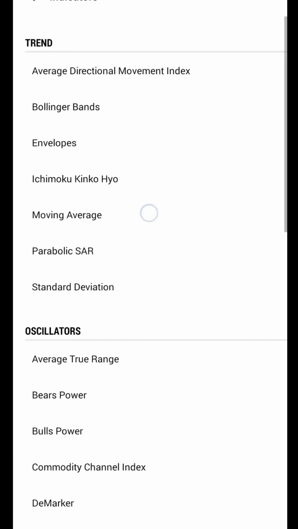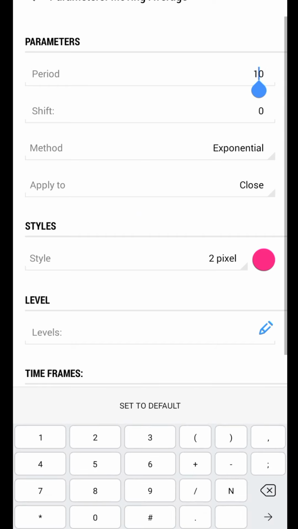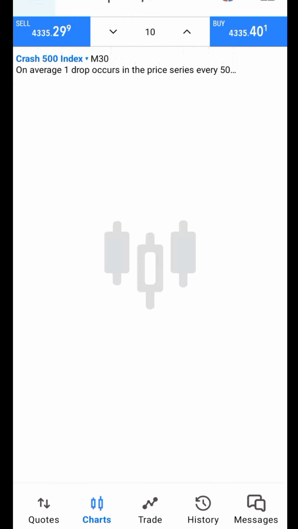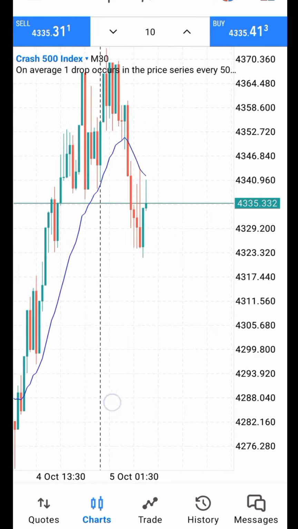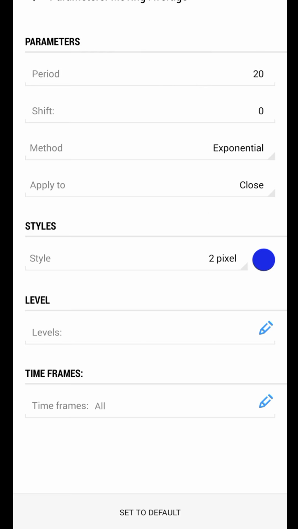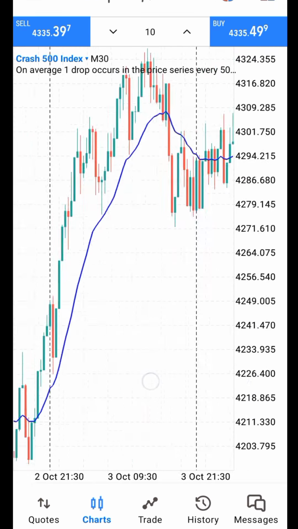The first thing we are going to add is a moving average on the main chart. The moving average is 20 period, method exponential. I'm using blue on the main chart, then click on done. If you do that correctly, you should have something like this. Let's increase the pixel, let's use 4 pixel. So you should have something like this on your chart.